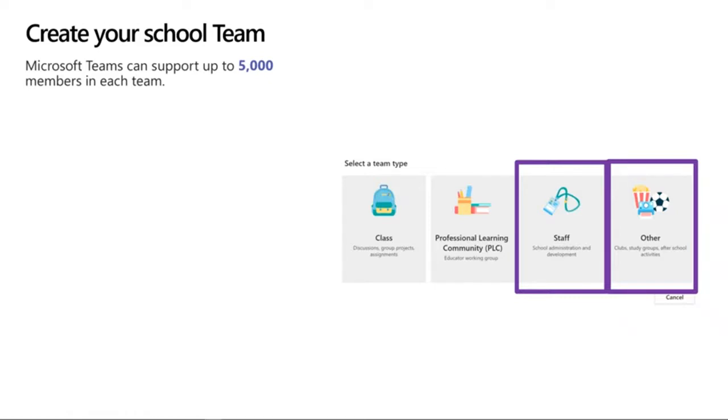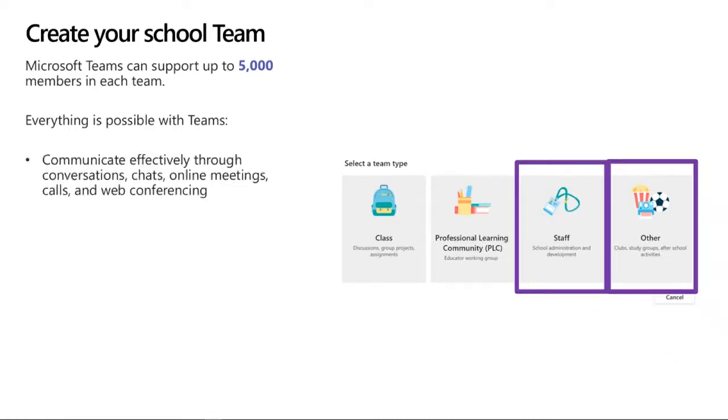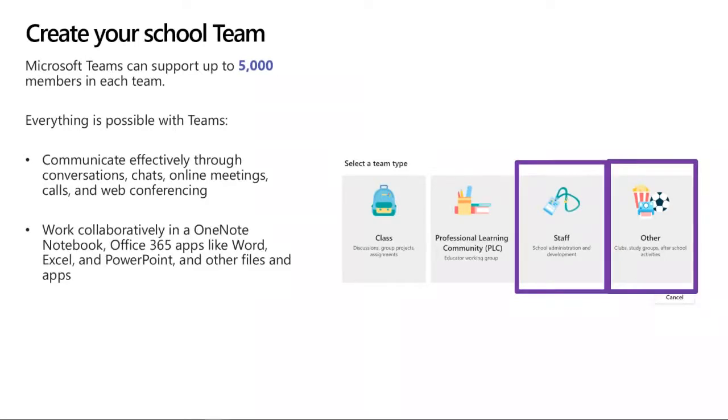All right, so I'm sure for most of you that's going to cover most of your staff, or everyone at least. Everything is possible with Teams. All right, so you can communicate effectively through conversations, chats, online meetings, calls, and web conferencing. You can work collaboratively in OneNote, right? Even if you do set up the other team, you still can use OneNote. It just won't be a staff notebook. All right, but you've got those apps like Word, Excel, PowerPoint, and other files, etc. And you can customize your workspace with Microsoft and third-party apps, which we talked about before.